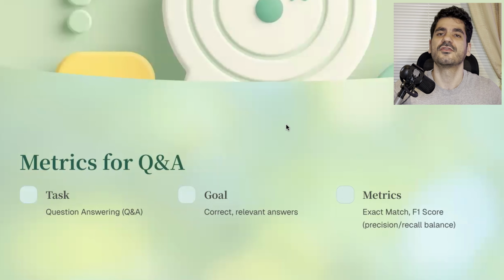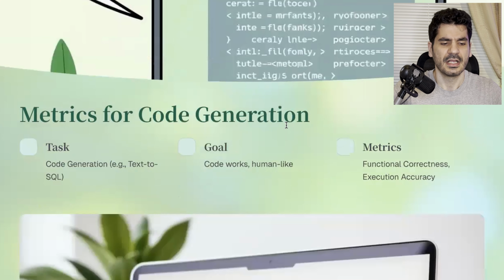So take a look at the F1 score, precision and recall. After that, we also have something for code generation. For example, it can be Python code generation or SQL output response, or something that requires a specific format. This one is important, because we want to make sure that the code works and that it is human-like. So there are different metrics that can be used in here.